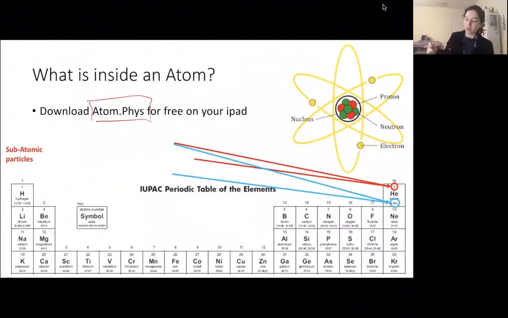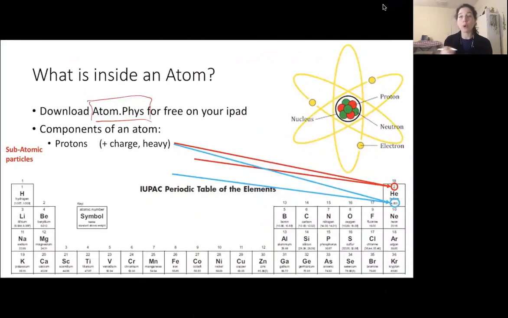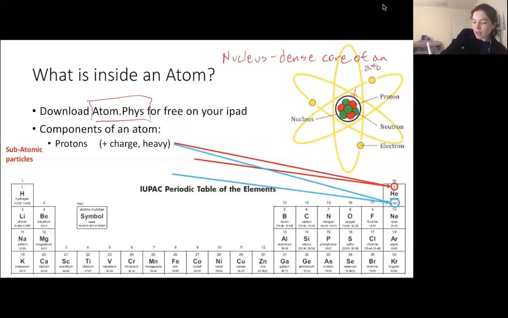All right. So subatomic particles, let's take a look at what these are. We have different components to our atom. We have our protons right here. These are inside of our nucleus. This is a very important term, nucleus. This is the dense core of an atom. And it comprises our protons and our neutrons. So that's this thing right here. And it's got protons and neutrons inside of it.